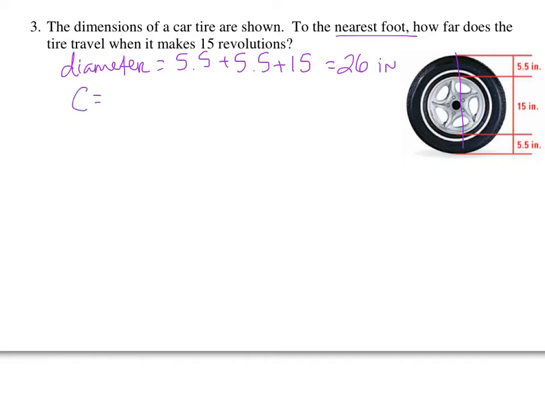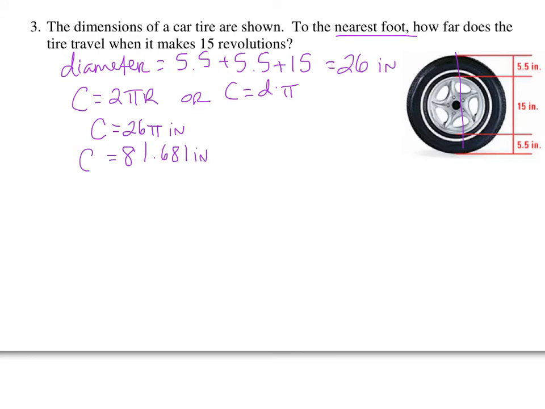Then for our circumference, remember the formula is 2 pi r, or we can do the diameter times pi. So since we already have the diameter, we might as well use that. So we'd have 26 pi inches. Now remember, that's the exact, but if we want to find out the nearest foot in the 15 revolutions, we want the estimated measurement. So we would actually know how far it has reached. So this would be 81.681 inches would be my circumference.